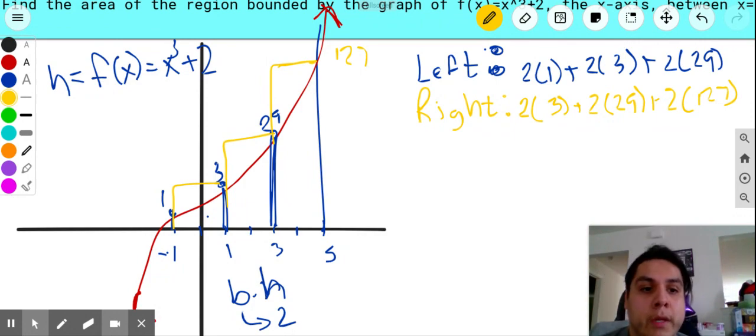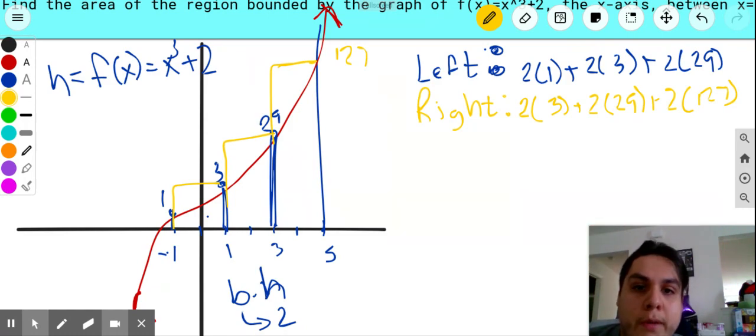Okay. So we can see that the left is going to give us an underestimate because if you go back to the visual, we didn't include parts of the graph. If we look at the right side, it's an overestimate because we're including parts that are not in our graph.